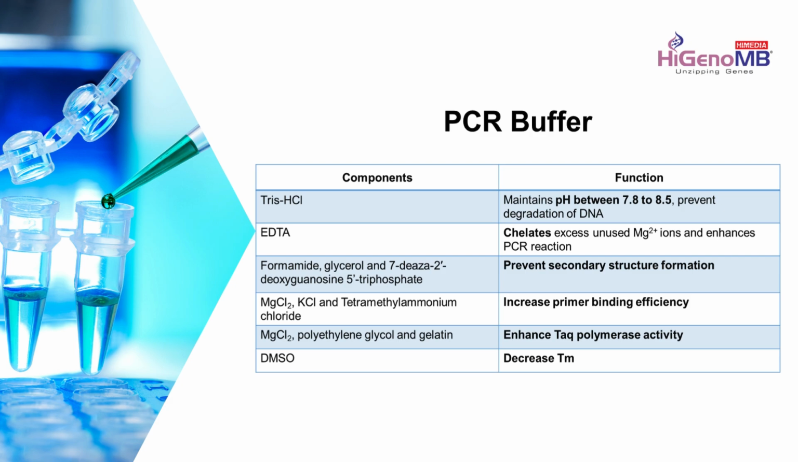Okay, again these are all bivalent cations which are helpful in increasing the primer binding efficiency, and other components such as polyethylene glycol and gelatin are used to enhance the polymerase activity. Apart from this, some of the PCR buffers have DMSO. This is added as an additive to decrease melting temperatures. Okay, so we had seen the chemical components of PCR.